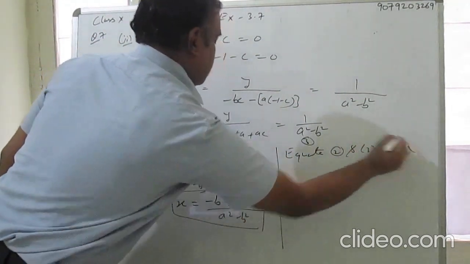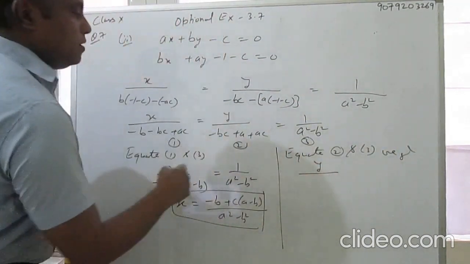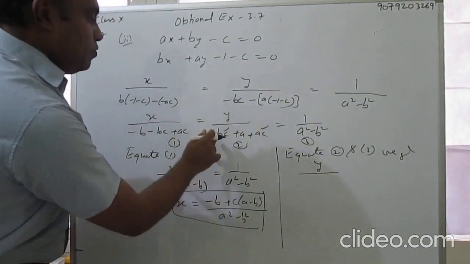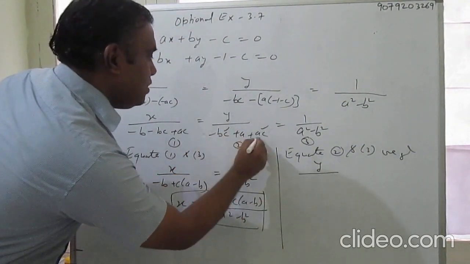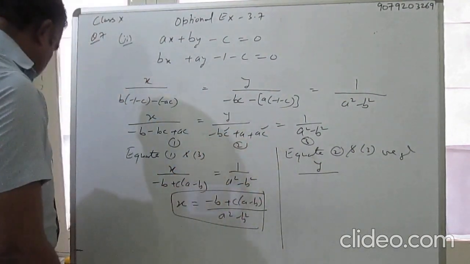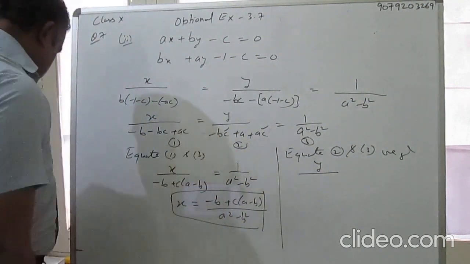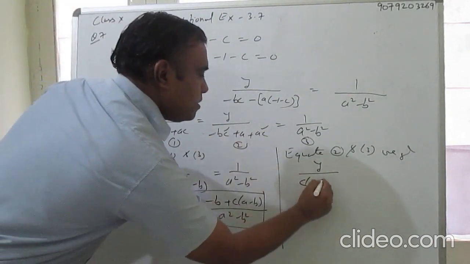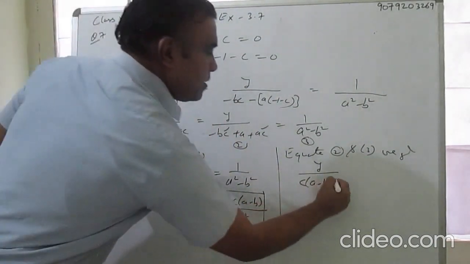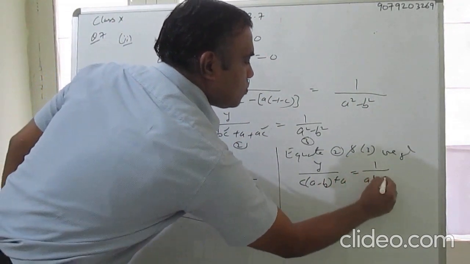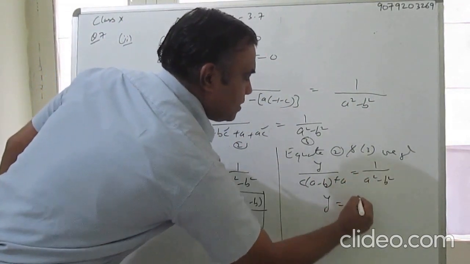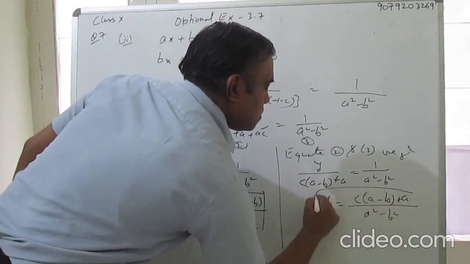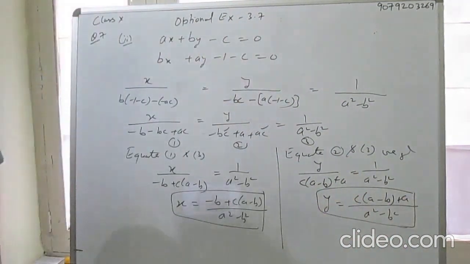We get y upon, now from this and this, what do you take common? Minus b you take common, you take c common. Taking c common, what is left is a minus b plus a is equal to 1 upon a square minus b square. Cross multiply, c into a minus b plus a upon a square minus b square. This is the answer.